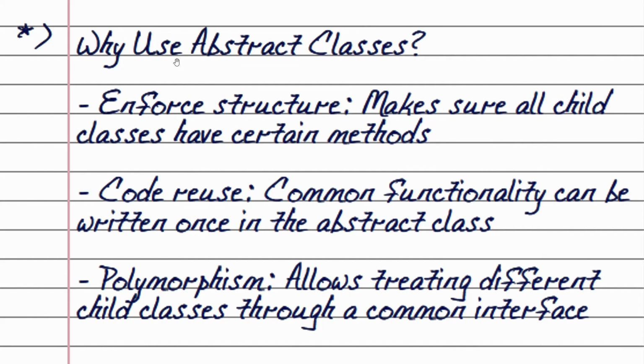Let's see why we use abstract classes. The first point is enforce structure. That means make sure all the child classes have certain methods. All the abstract methods that we create in the abstract class should be implemented in the child classes, that is, the concrete classes, and all the methods should be implemented. If any one of the methods is not implemented, then the compiler will give us an error.